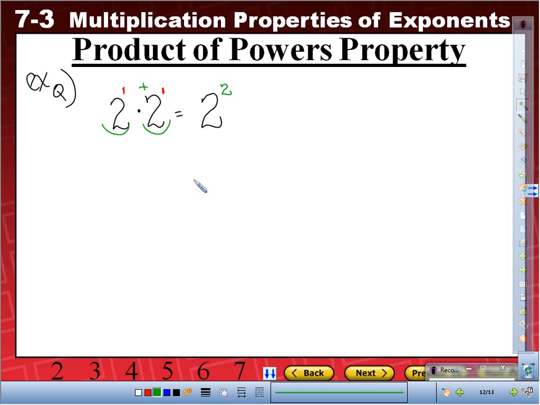Okay, now before you write that down, let's go through our steps. Step 1, identify if the exponential expression is a product of powers, power of a power, or power of a product. Right now we're looking at what? Product of powers. What is step 2? Use the appropriate property. Did I use it already? Yes, 1 plus 1 is 2. And what is the last step? Simplify. So what is 2 squared? 2 times 2, which is 4. Copy that, please.